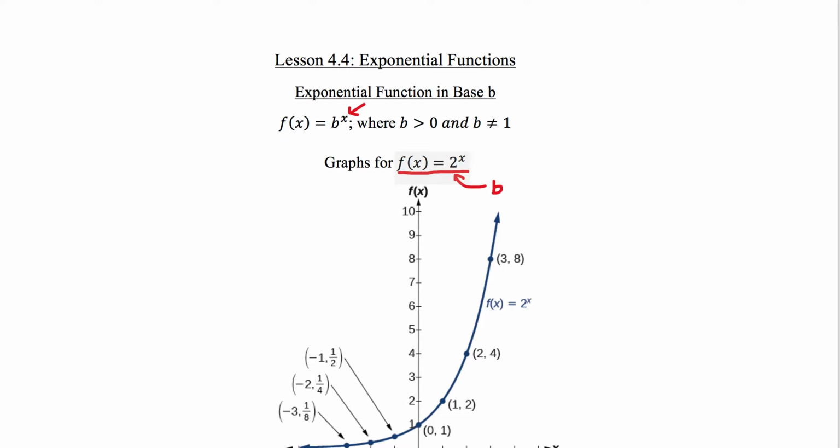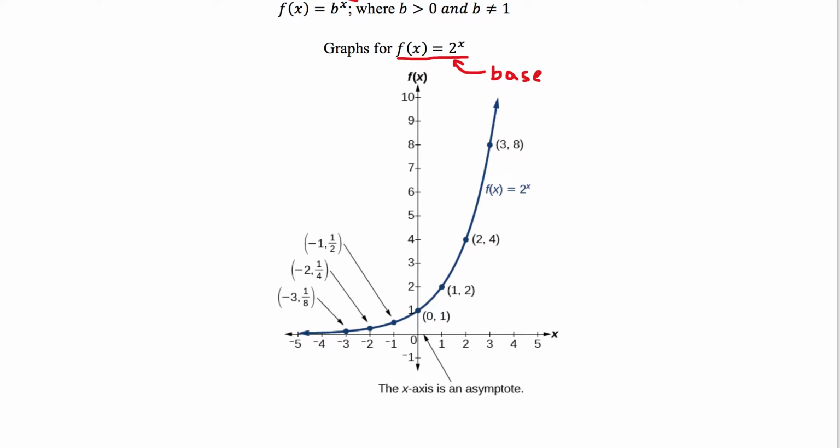And you have just a little bit of a stipulation on what numbers can be the base. It has to be a number greater than 0, so you're not allowed to have a base that's negative. And the base cannot equal 1. But otherwise, you can have any number for the base raised to the x power, and you have an exponential function. Now, if we think about the graph of an exponential function, I have this one graphed for you.